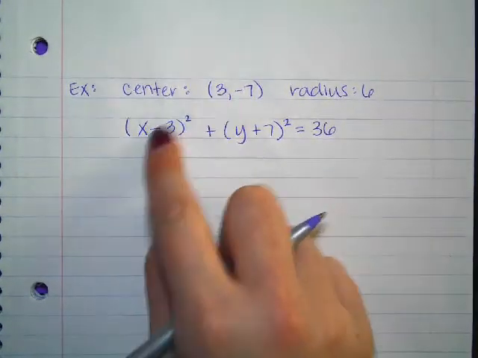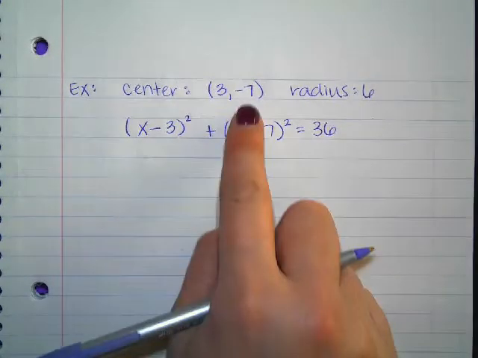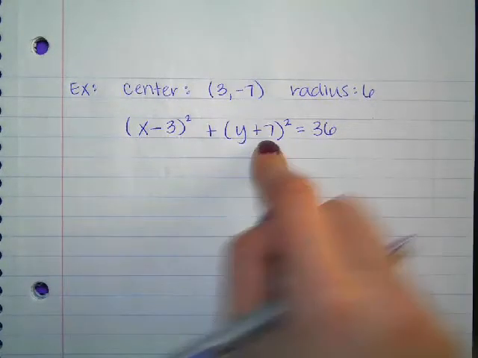So we're doing the opposite sign and the opposite sign, and then we square it.